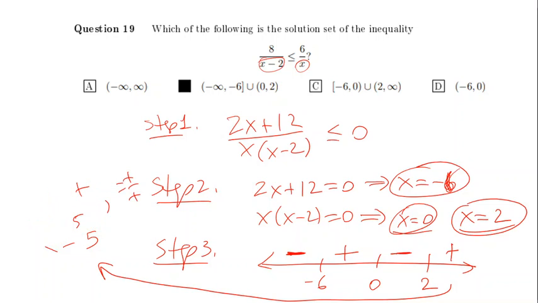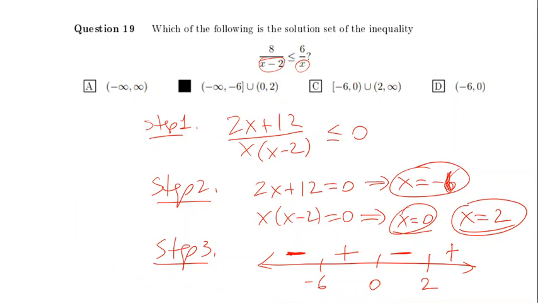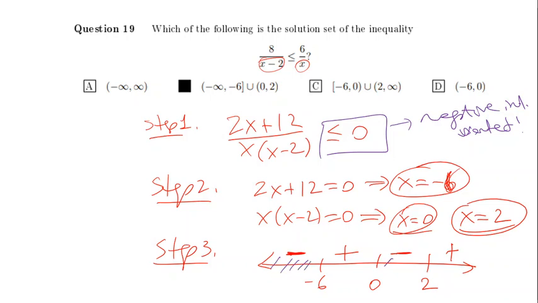Now, the next thing we have to check is the inequality sign here. It's less than 0, so less than 0 means negative intervals are wanted. So we want these intervals. And what about the equality?